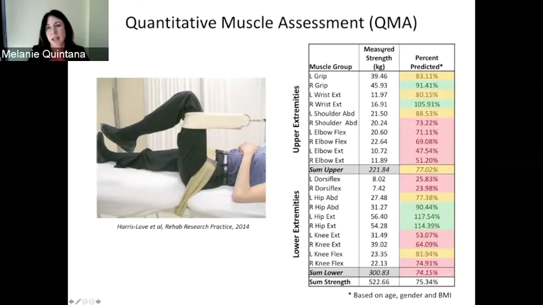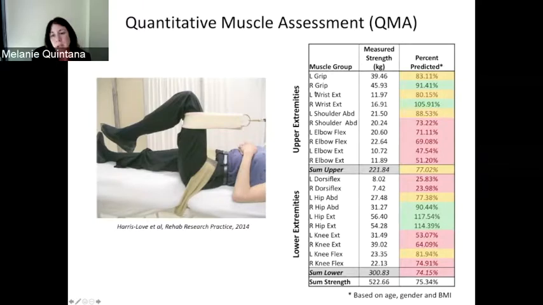And this is what some of this data looks like for the QMA. We can get for each side, left and right grip, their measured strength in kilograms, but then we can convert that to percent predicted. So convert that to a scale of almost percent of healthy. Percent predicted is the percentage of what you scored relative to what an individual who is healthy would score of the same age, gender, and BMI.